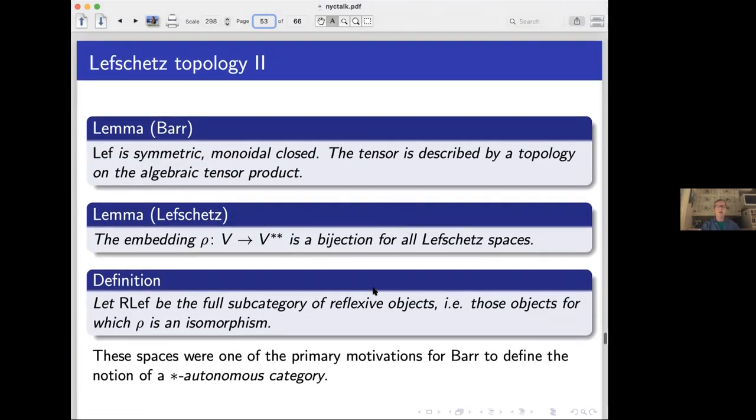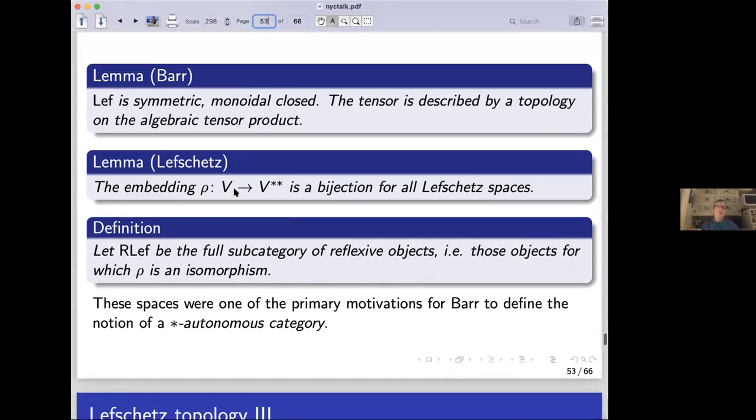And so what Barr showed is that this is a symmetric monoidal closed category. The tensor product is the usual tensor product of the underlying vector spaces plus an appropriate topology. And here's the nice result. The embedding of V into V star star is a bijection for all Lefschetz spaces. So that particular notion of duality does indeed cut down the second dual space to just the right extent that you want.